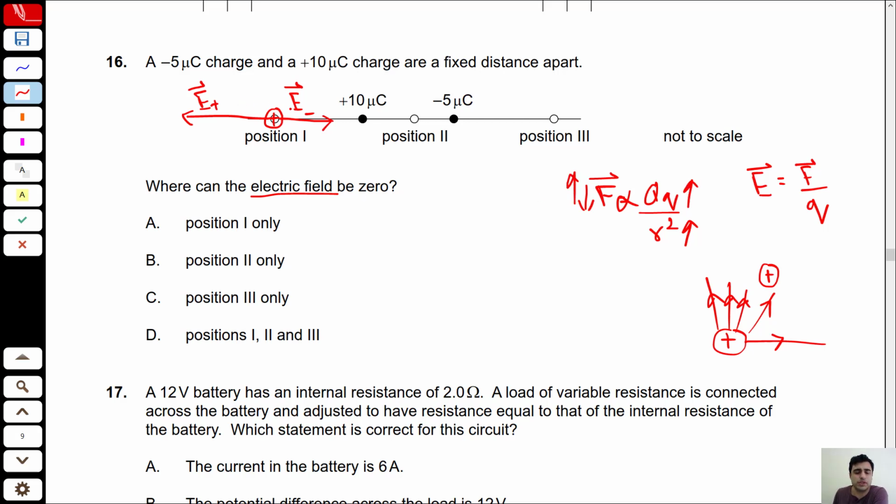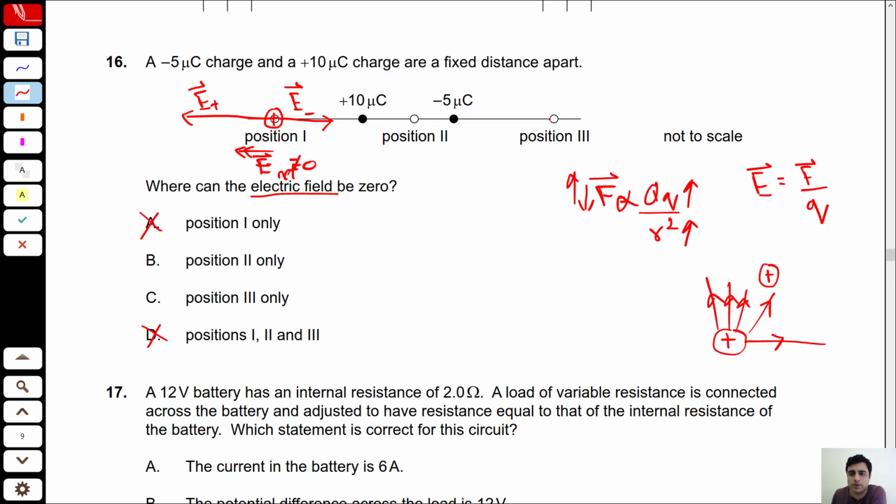So there's no way these two electric field strengths can cancel each other out. Hence, there will be some net field in that direction, and it won't be zero. The net electric field strength can never be zero, because this one is always smaller than that one, since it's a smaller charge and further away. So position 1 is gone. Ignore any option that says position 1.